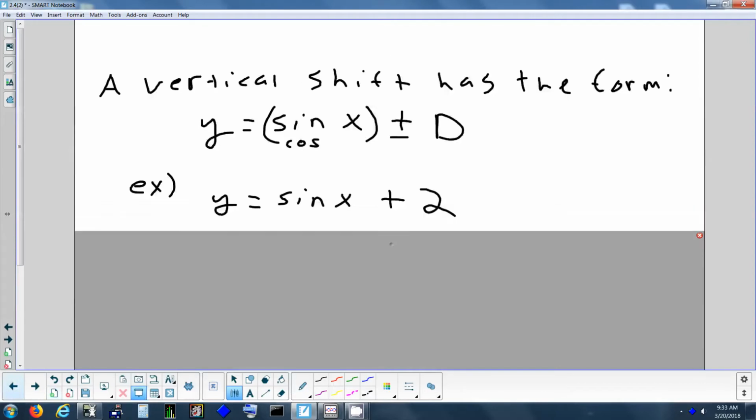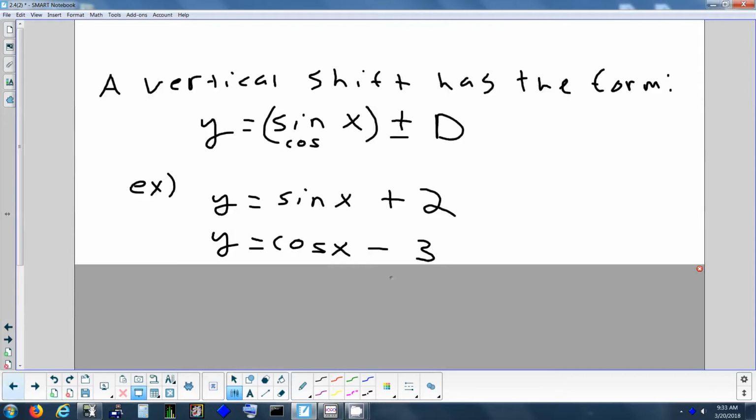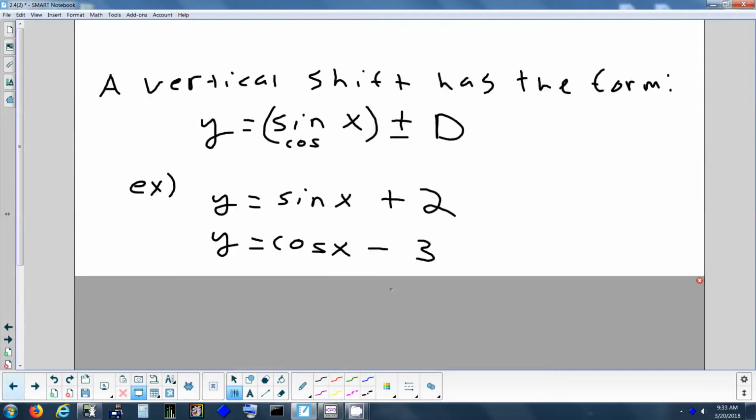All right. So there's an example of a vertical shift. Sine of x plus 2. Cosine of x minus 3. One of those shifts up, one of them shifts down. Now, you could also do something like this.